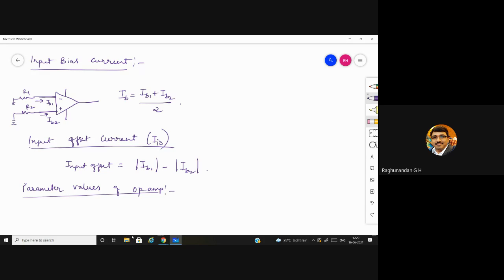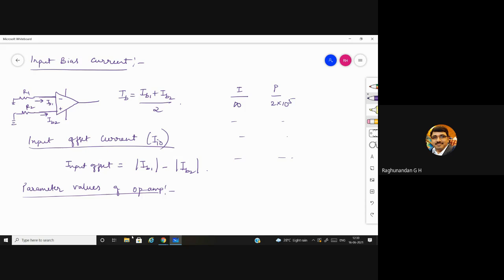The open loop gain, open loop voltage gain. In the ideal case, it's infinity. In the practical case, it is 2 into 10 to the power of 5. Like that, for all the parameters, you need to list out the parameter value. This question is also important, and this table, the ideal and practical value table, you should remember, because these values will be used in solving the problems.